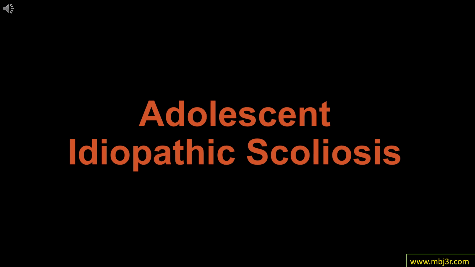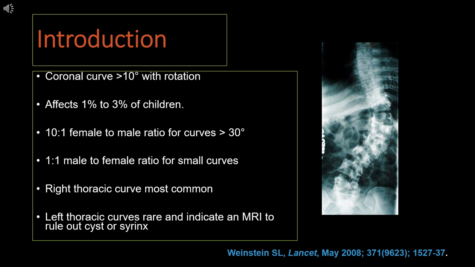Now we will discuss scoliosis, specifically adolescent idiopathic scoliosis. Adolescent idiopathic scoliosis, a coronal spinal curve of more than 10 degrees with rotation, affects about 1 to 3% of children. Despite identification of numerous associated genetic loci and a pattern of autosomal dominant inheritance with variable penetrance, a clear etiology of this condition is not known.